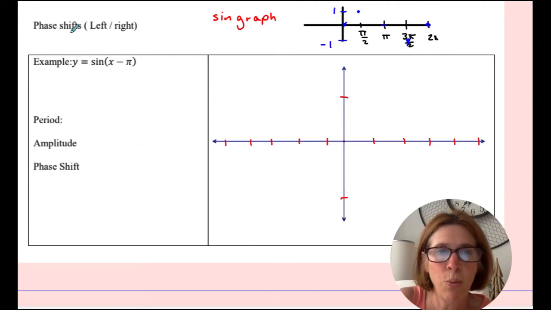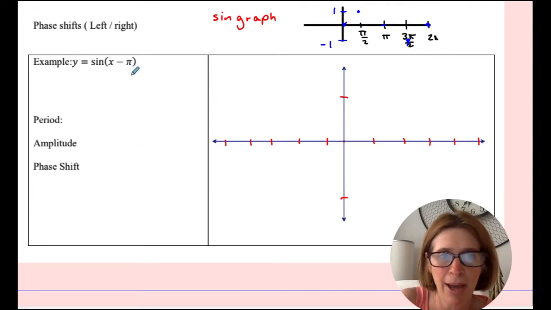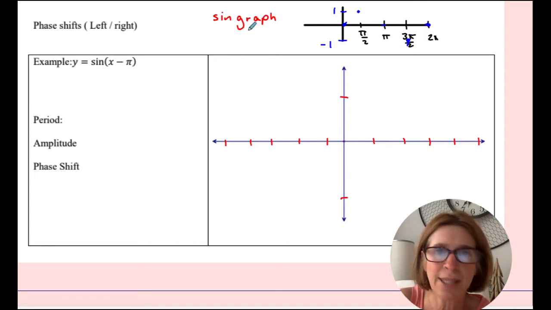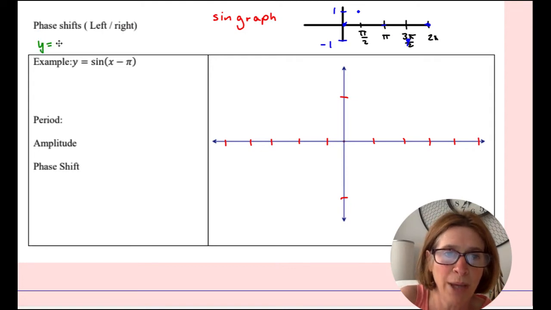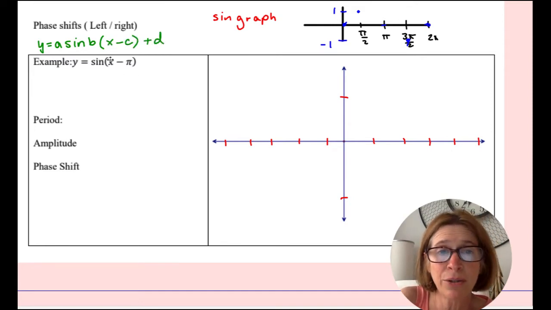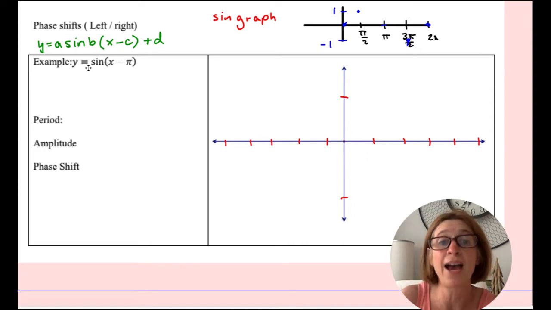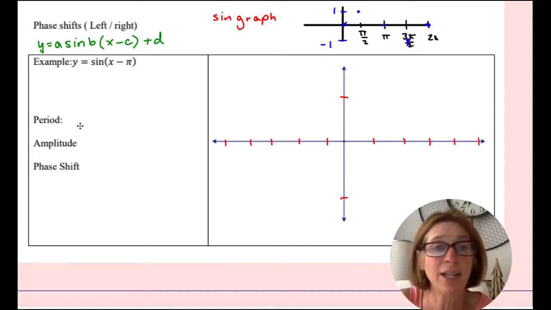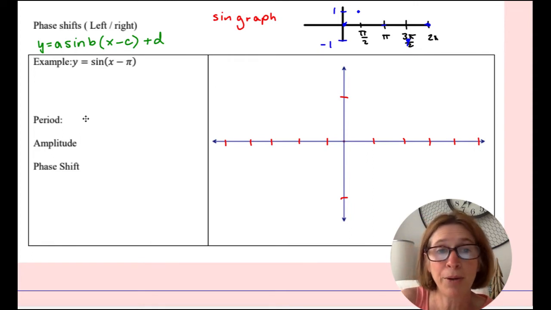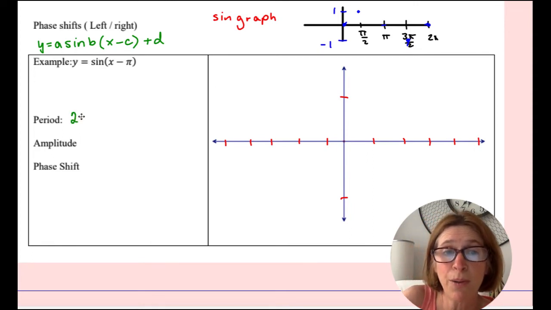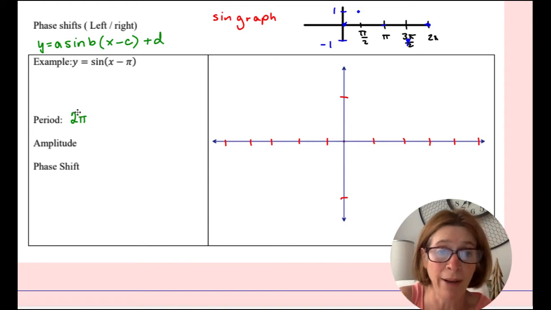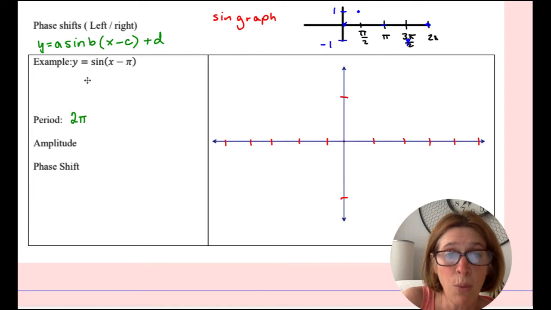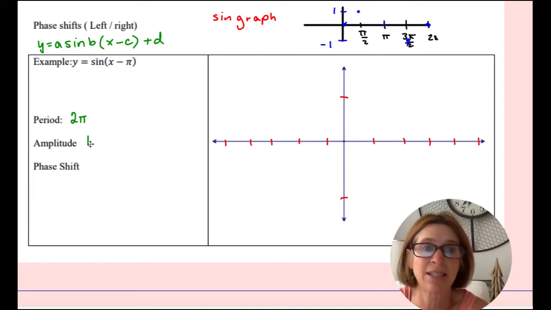All right, let's look at it. So here we have y equals sine of (x minus pi). Now, there's many ways to do this. I'm showing you one way to do it, but I want you always to have it in the form y equals a sine of b(x minus c) plus d. So if there were a value inside the parentheses in front of x, you'd want to factor that out, okay? All right, so let's break down what we know. Well, we know the period is not changing, so our period is 2 pi. Why? Because the b value is 1. We know our amplitude is also 1, so that hasn't changed.